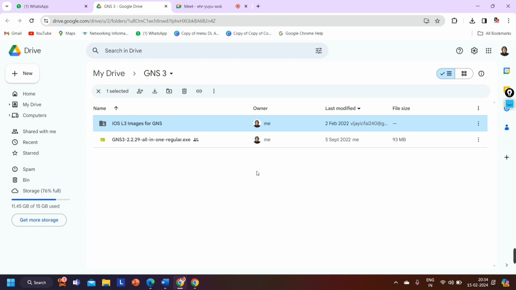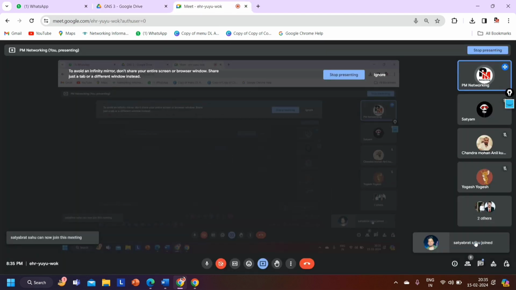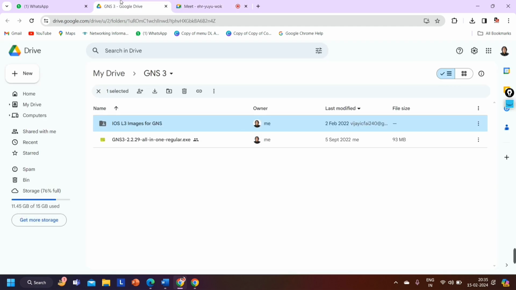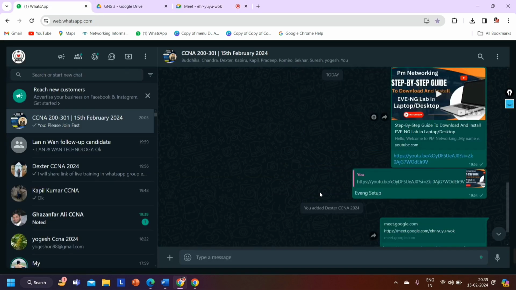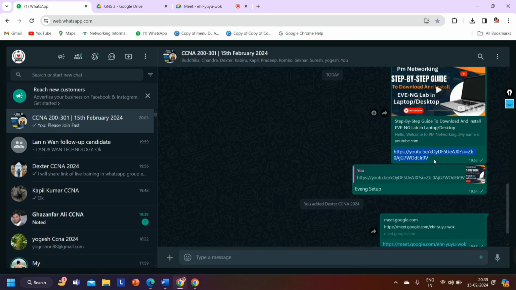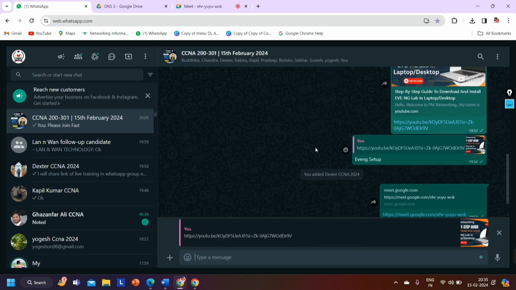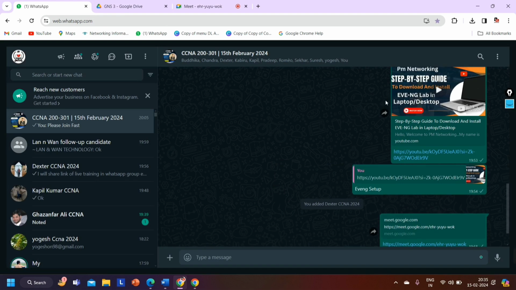Okay. So if you are not able to install or set up GNS3 in your system, I will tell you how to set it up. The second thing that you need to do after this class is set up these two software in your system. First thing, download the notes. Second thing, set up the software. The third thing, if anyone wants to download and set up EVNG, you can, but otherwise EVNG is required when I start the switching module.